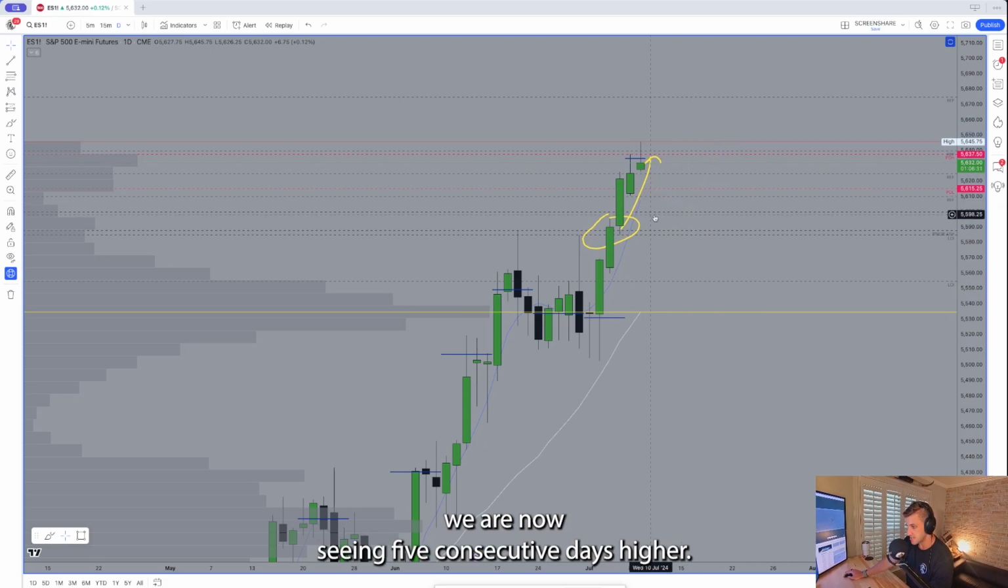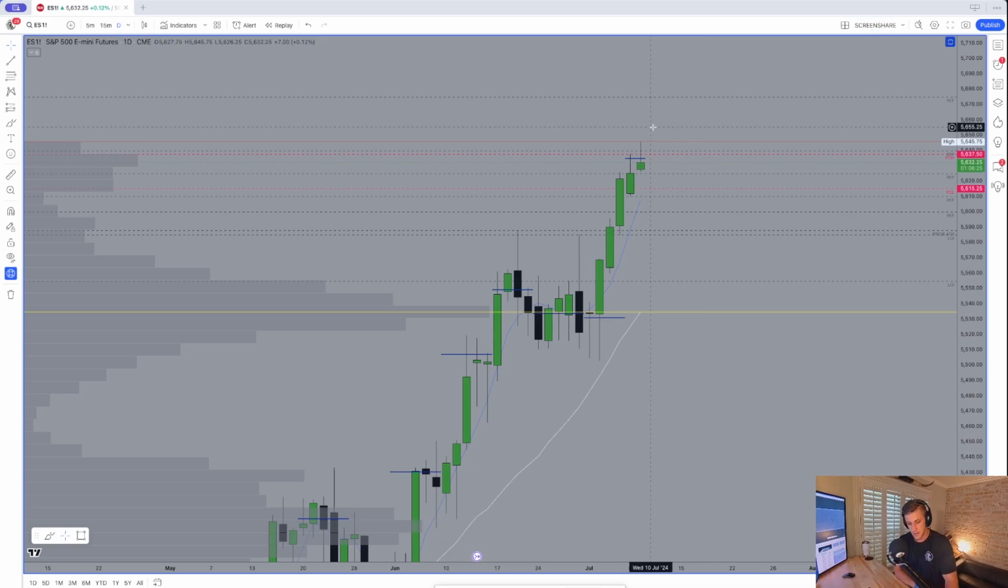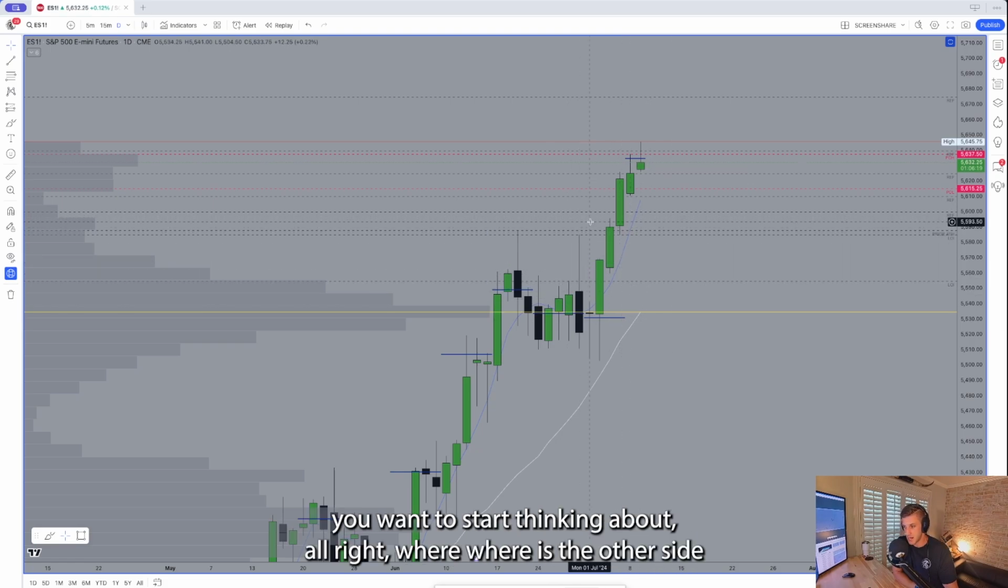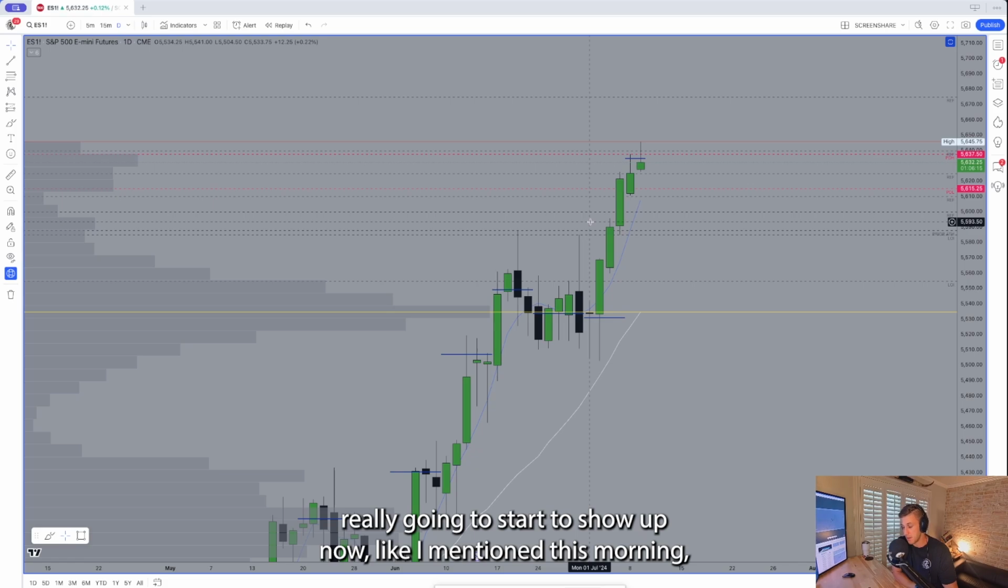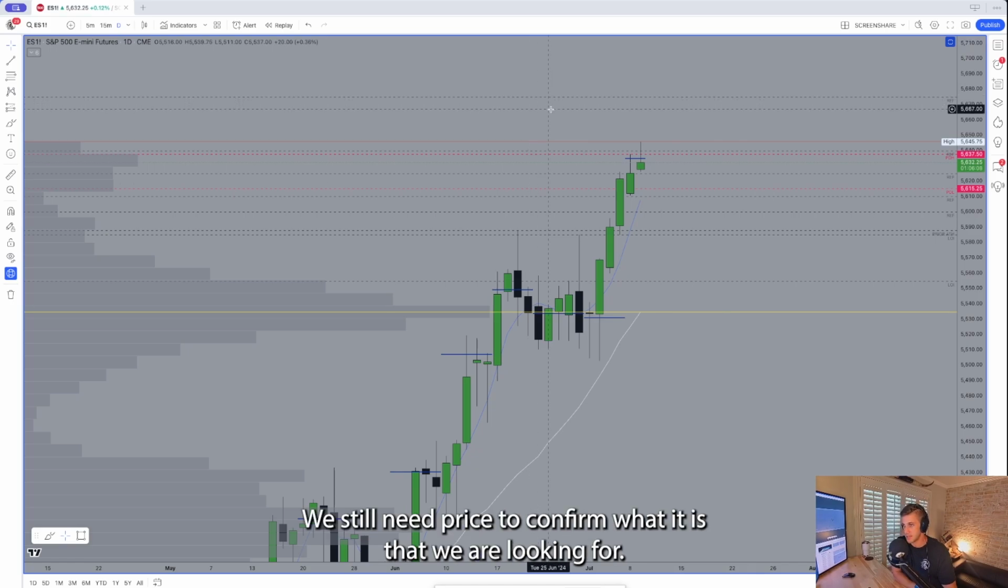We are now seeing 5 consecutive days higher. So anytime you start to get into the 5+ consecutive days in either direction, up or down, you want to start thinking about, all right, where is the other side really going to start to show up? Now, like I mentioned this morning, that is not a blind invitation to be shorting, right? We still need price to confirm what it is that we are looking for.